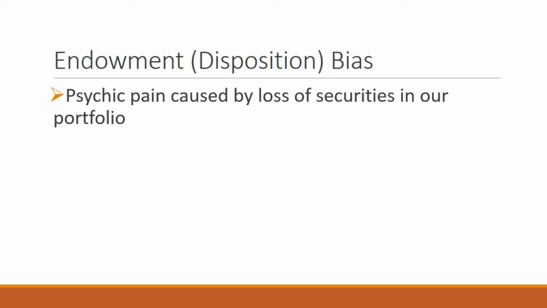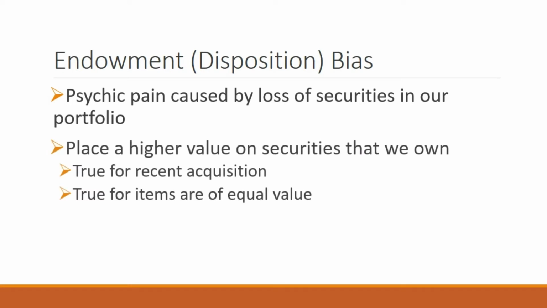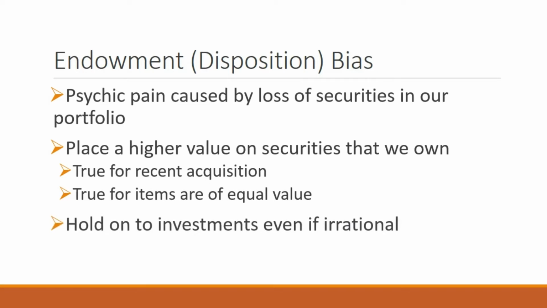By this bias, we suffer a psychic pain when we lose securities in our portfolios. We place a higher value on securities that we own than on securities that we don't own. This is true even if the security is a recent acquisition, and it's true for items of equal value. In other words, if we own a security in our portfolio, then we place a higher value on that security than we do on a security we don't own, even if they are of equal value. This means that we hold on to investments even if it's irrational to do so because of the endowment effect.